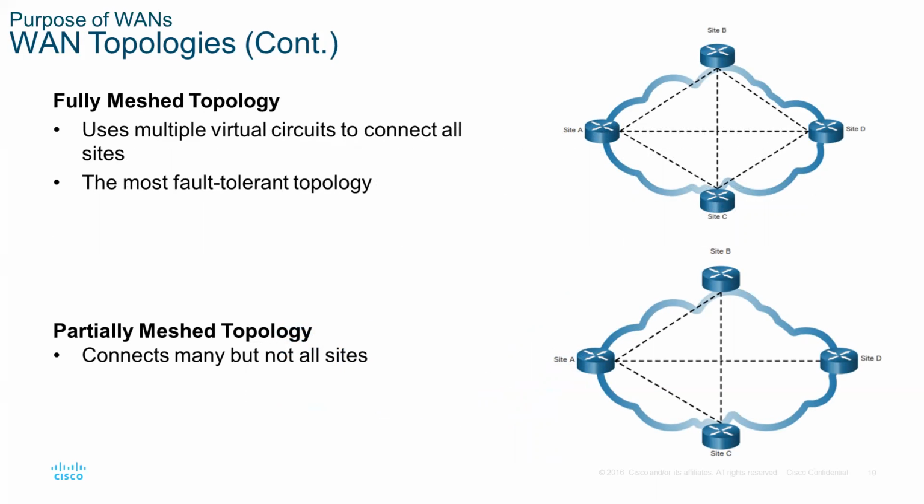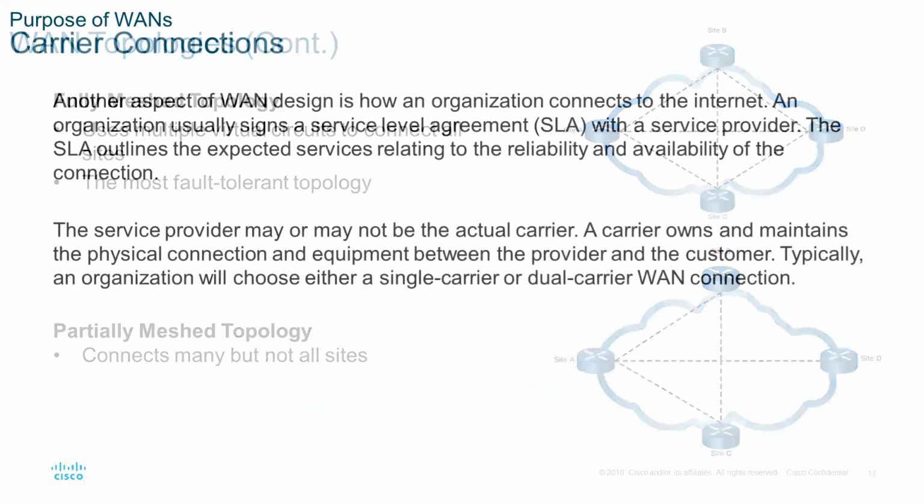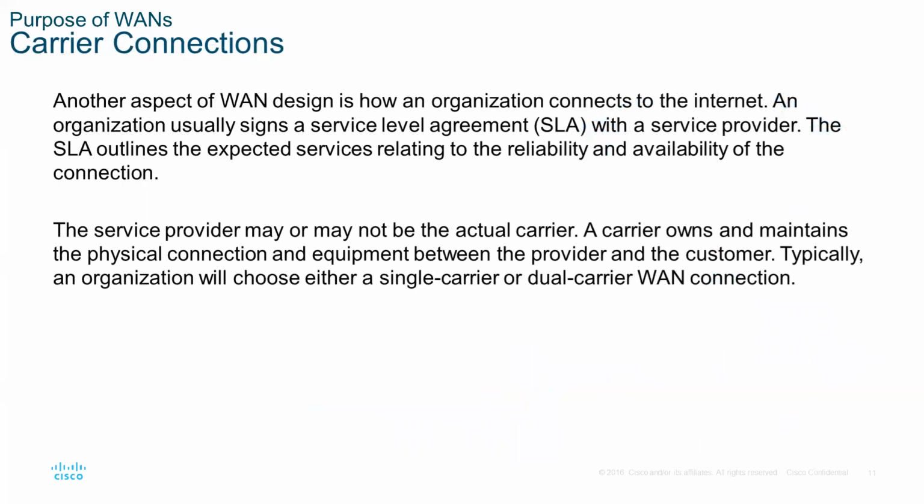Fully meshed means every site is interconnected to every other site. Partially means that not all sites are interconnected to every other site. So the names sort of provide that explanation.